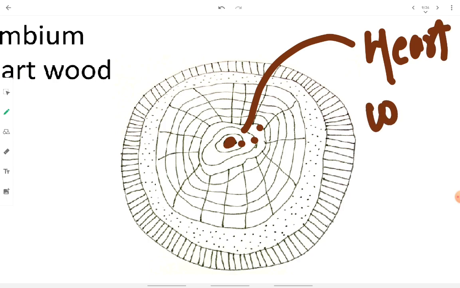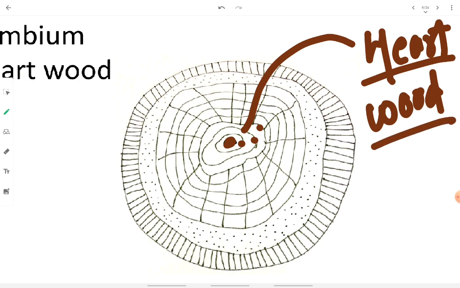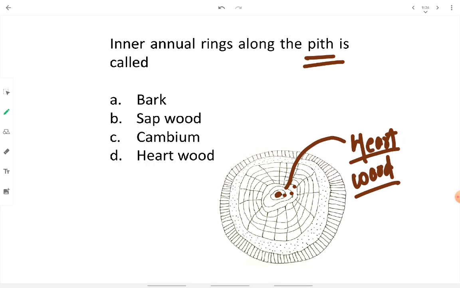Remember it, heartwood. It is the hardest section available in a timber. It is very durable, very rigid, and it provides strength to the timber. The strength of the timber is by virtue of heartwood. Therefore the correct option here will be option D, heartwood. Okay, let's go to the next question.